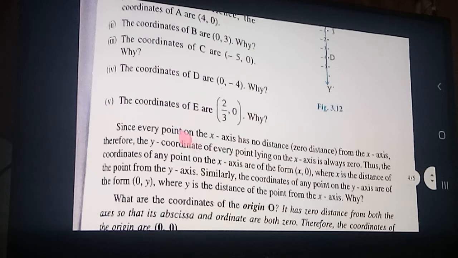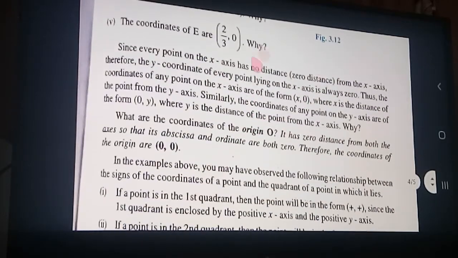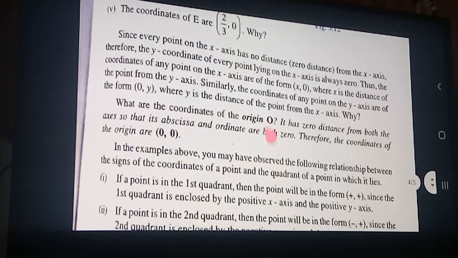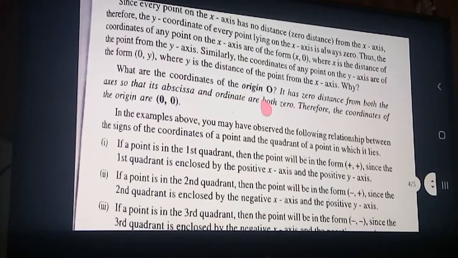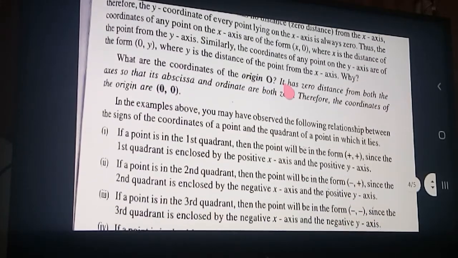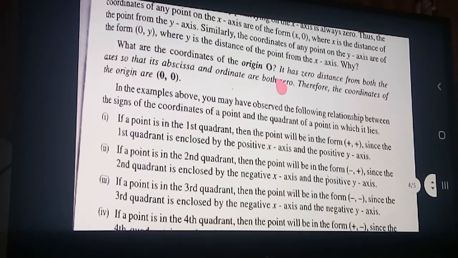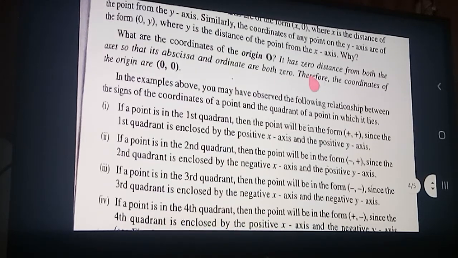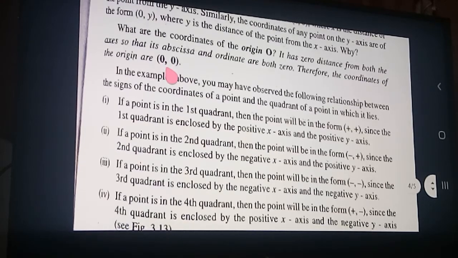See the next point. How to write the x-coordinate and y-coordinate, all this I explained. So now, what are the coordinates of the origin? The coordinates of the origin are always 0, 0, because both the lines, x dash and y dash, cross through this zero. Therefore, the coordinates of the origin are always 0, 0.